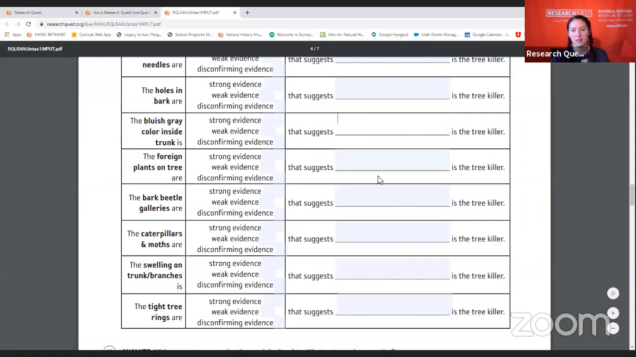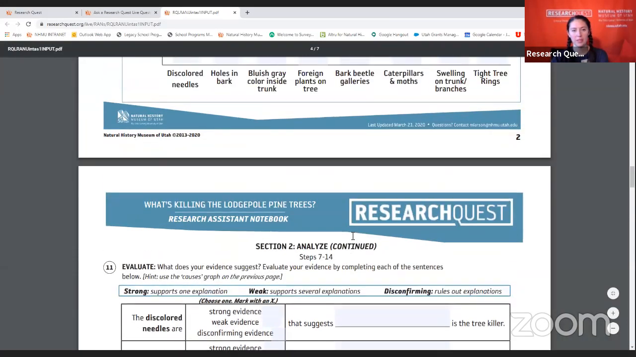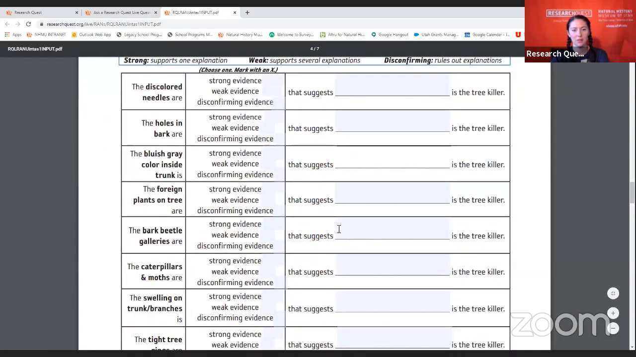If you filled out the research assistant notebooks, let me just show you. If you filled out the research assistant notebook, then hopefully you printed that out or you downloaded it.